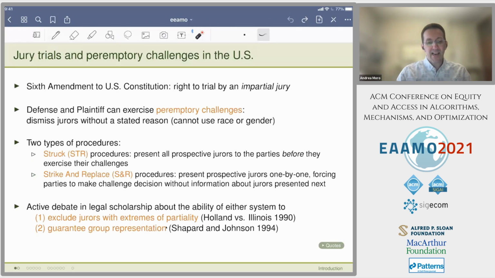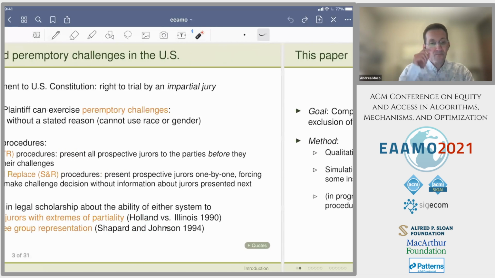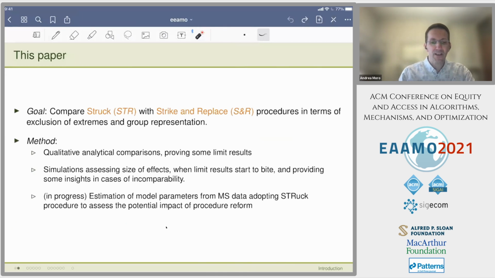There's an active debate in the legal scholarship about the ability of either system to exclude jurors with extremes of partiality, which seems to be one of the reasons behind the constitutional norm. The other goal that the procedures should satisfy is to guarantee group representation. So the legal scholarship debates between these two goals. In this paper, we compare these two types of procedures in terms of these two goals, the exclusion of extremes and the group representation.